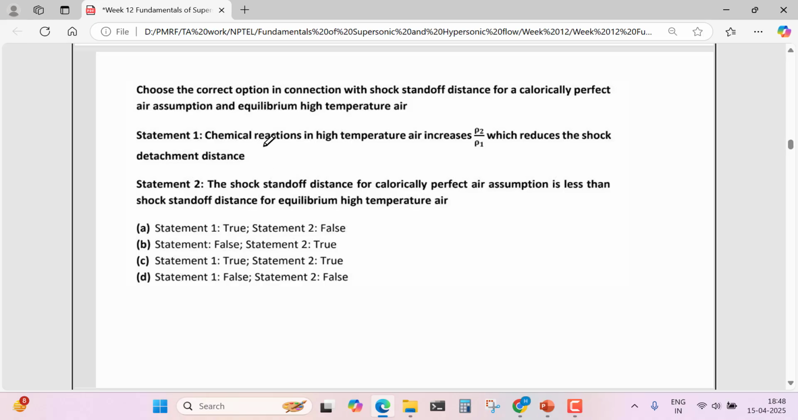Statement 1 says chemical reaction in high temperature air increases rho 2 by rho 1, which reduces the shock detachment distance. We already saw that if chemical reaction is happening, then rho 2 by rho 1 will increase, which will reduce the shock standoff distance. Statement 2: shock standoff distance for calorically perfect air assumption is less than shock standoff distance for equilibrium high temperature air. The first statement is true, which we saw.